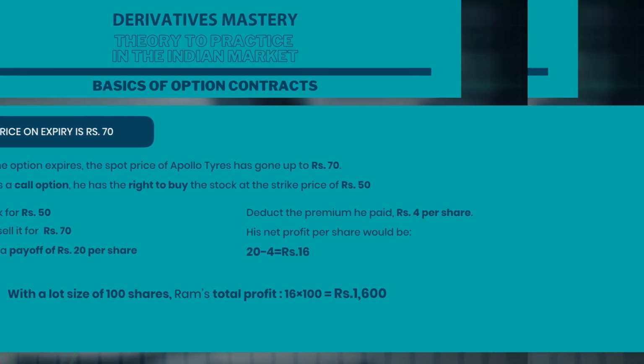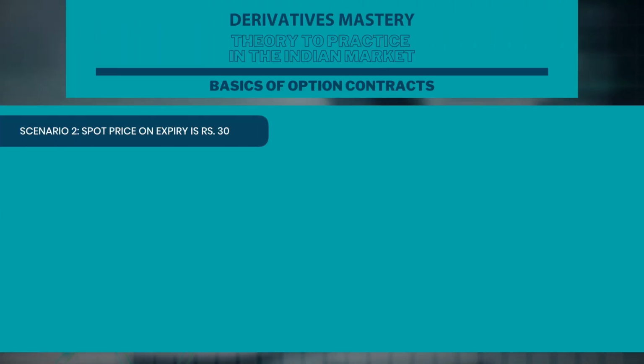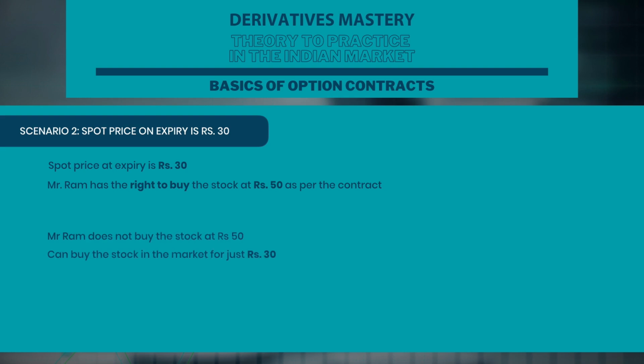Now, let's look at what happens if the stock price does not go in his favor. Suppose the stock spot price at expiry is rupees 30. So in this case, Mr. Ram has a right to buy the stock at rupees 50 per share. But why would he do that when he can buy the stock in the market for just rupees 30? So instead of exercising the option, Mr. Ram chooses to walk away from the contract.